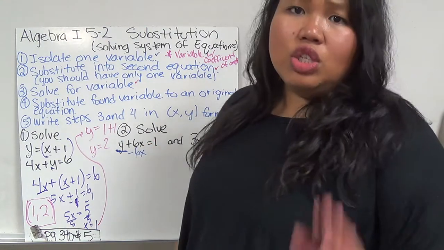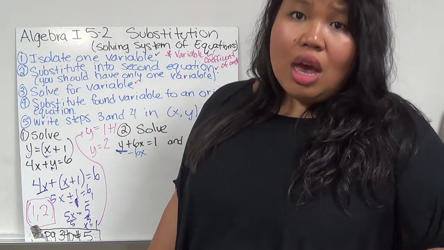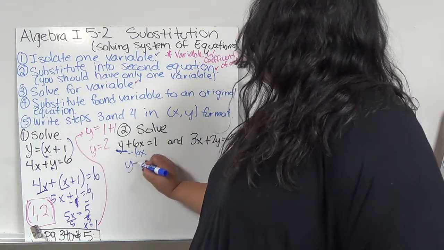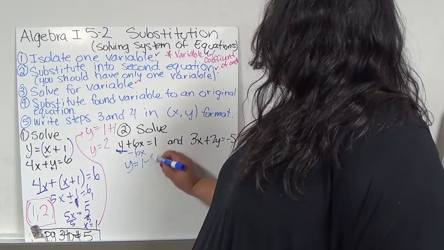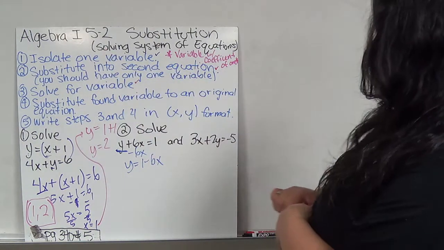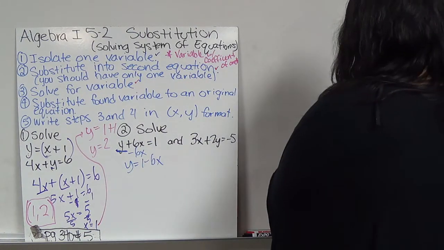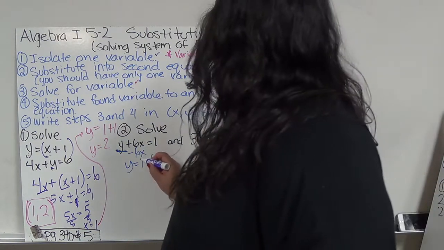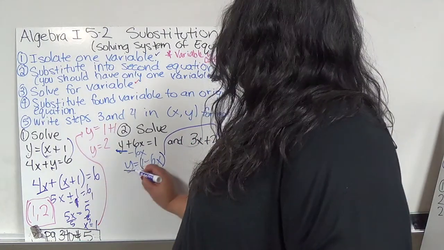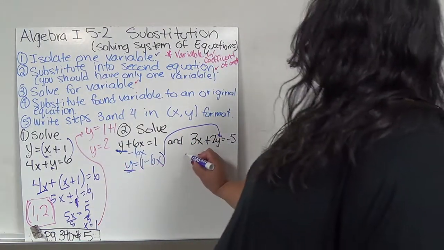I'm not trying to make it into y equals mx plus b format or anything like that, so it doesn't matter which way I do it. So I just do 1 minus 6x. Okay, now that's done. I isolated one variable. I'm going to take this, bubble it, and plug it in for my y, because y equals that whole thing.